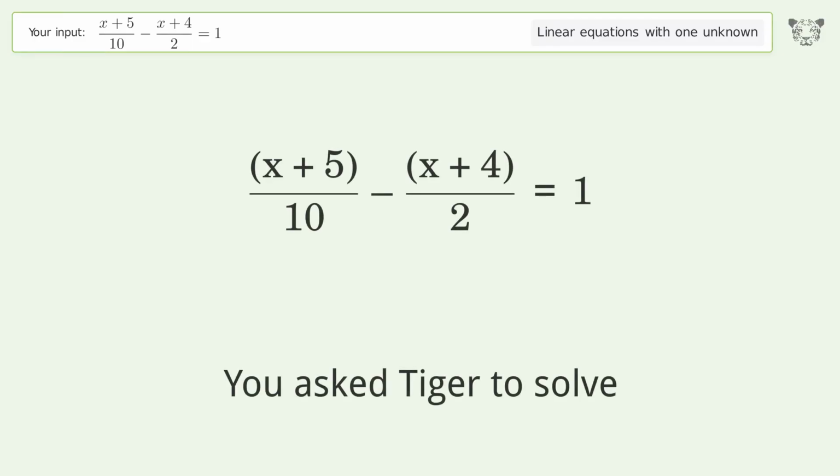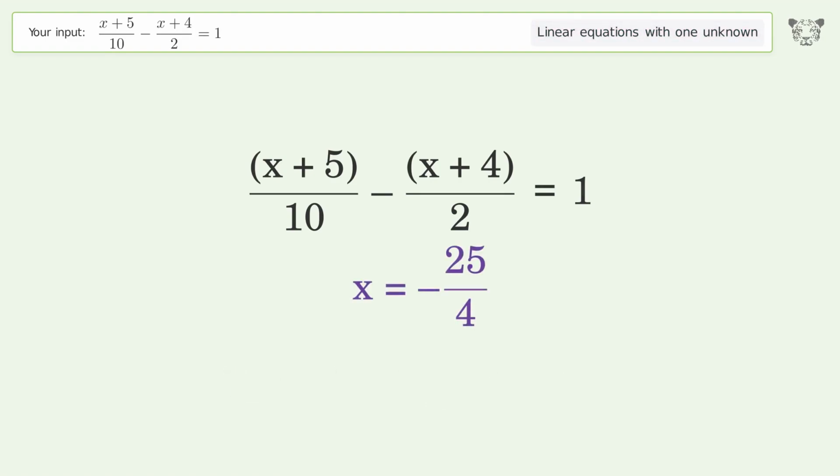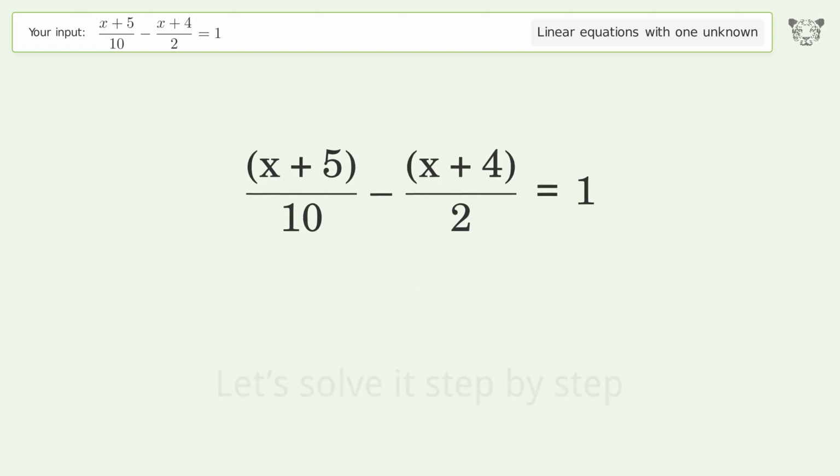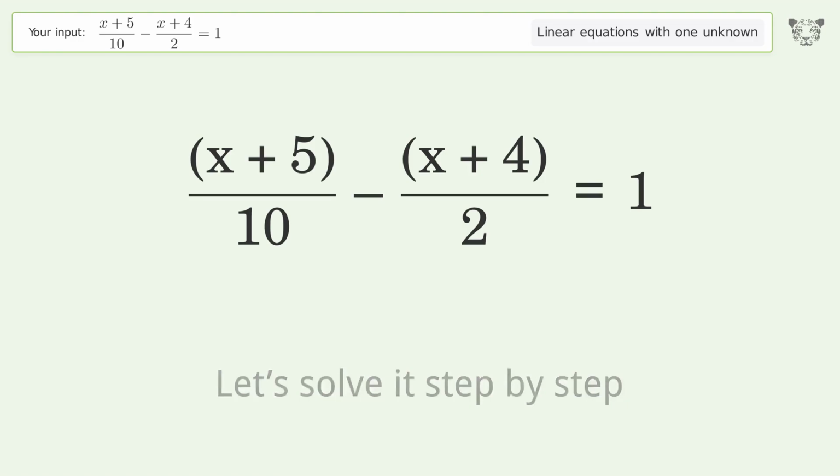You ask Tiger to solve. This deals with linear equations with one unknown. The final result is x equals -25/4. Let's solve it step by step.